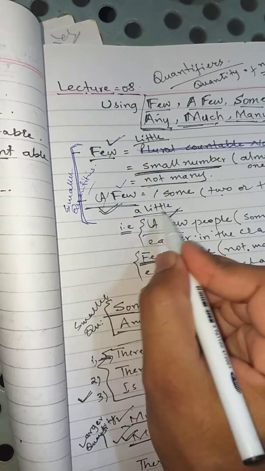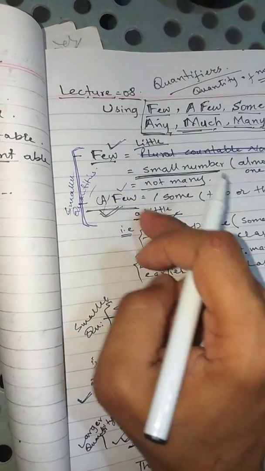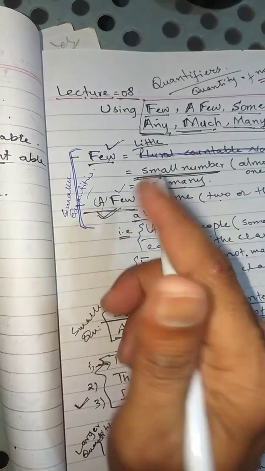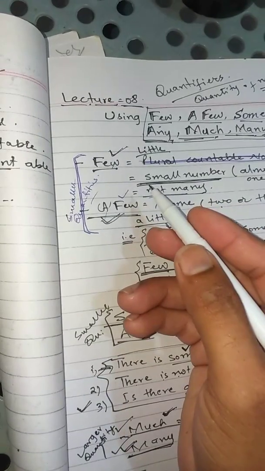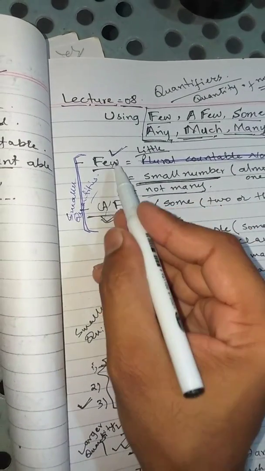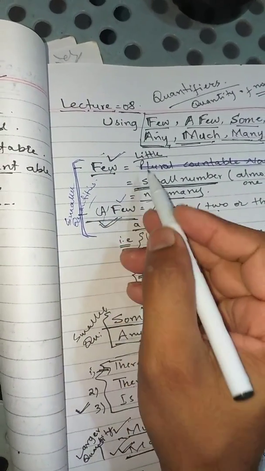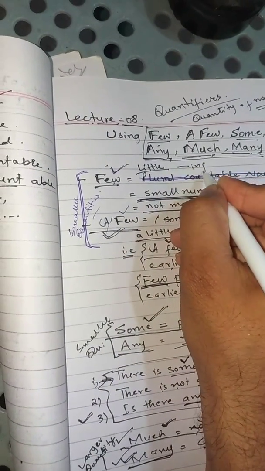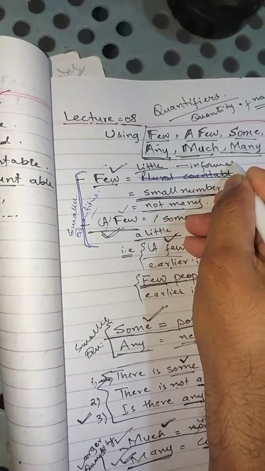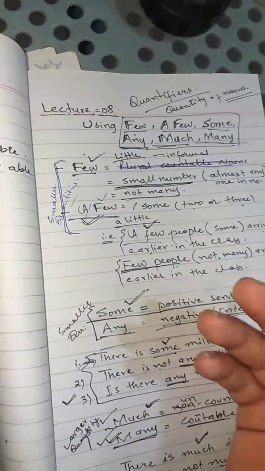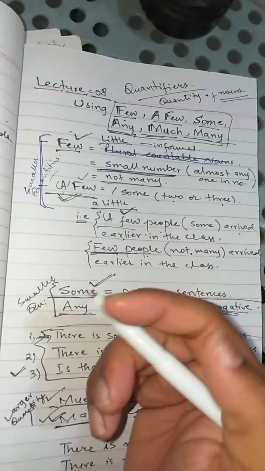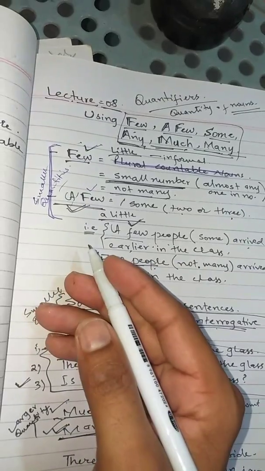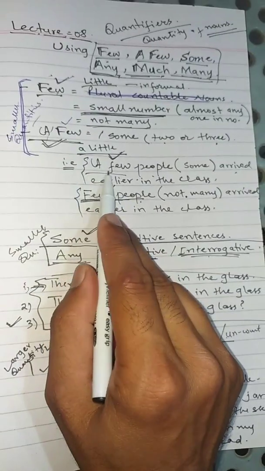The use of little and a little is similar to that of few and a few. A small difference is there. If you are doing any formal writing, you have to use few and a few, while little and a little show the informal way. If you are speaking to someone, then you can use little or a little, like a little bit.